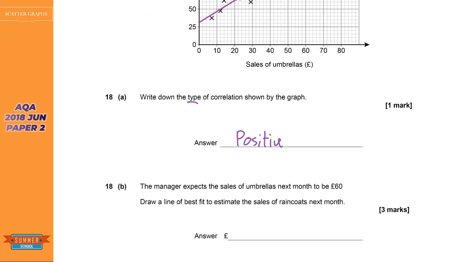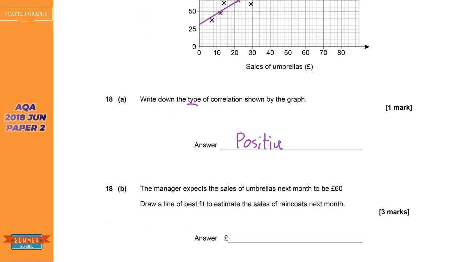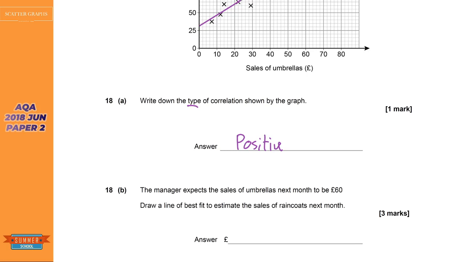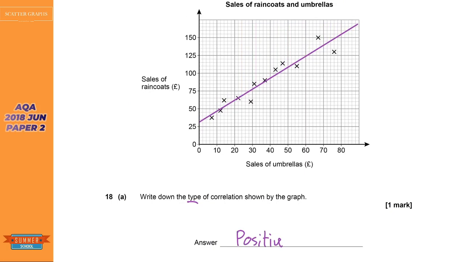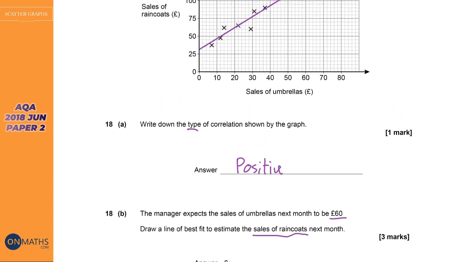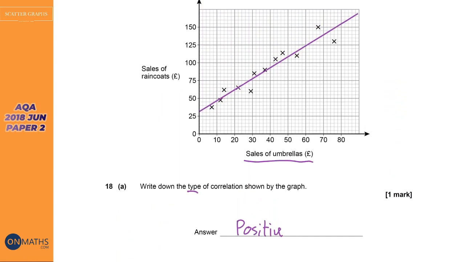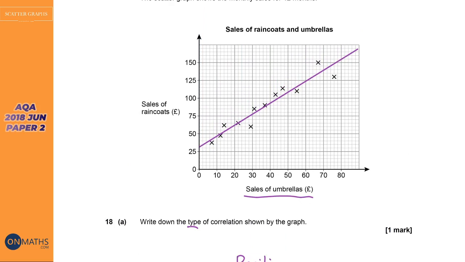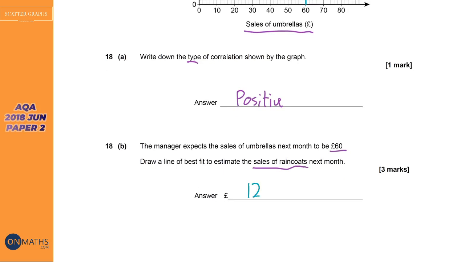Right. Manager expects the sales of umbrellas next month to be £60. Draw a line of best fit to estimate the sales of raincoats next month. Okay. So we're already a step ahead because we've done the line of best fit. And we are given the umbrellas to be £60, so we're looking at the sales of raincoats. So umbrellas are £60, so this is umbrellas here. So all I need to do is draw a line up from £60, which should be here, and a line across, and that's about 125, so about 125.